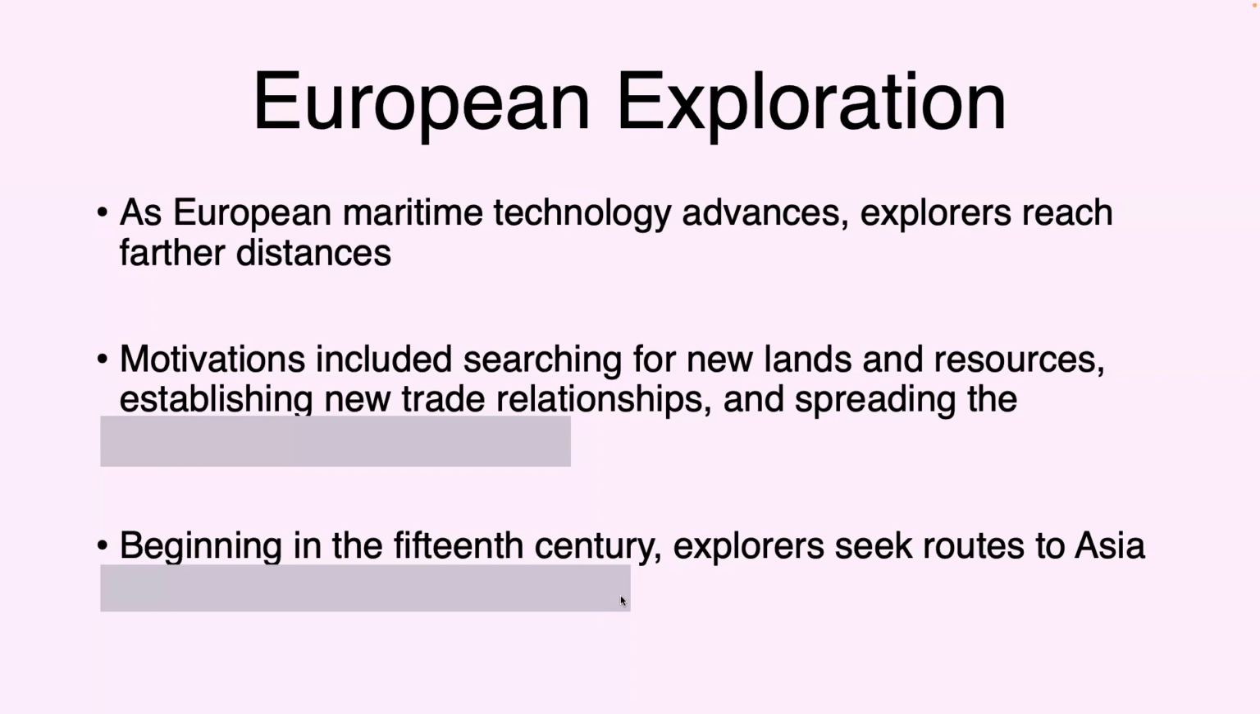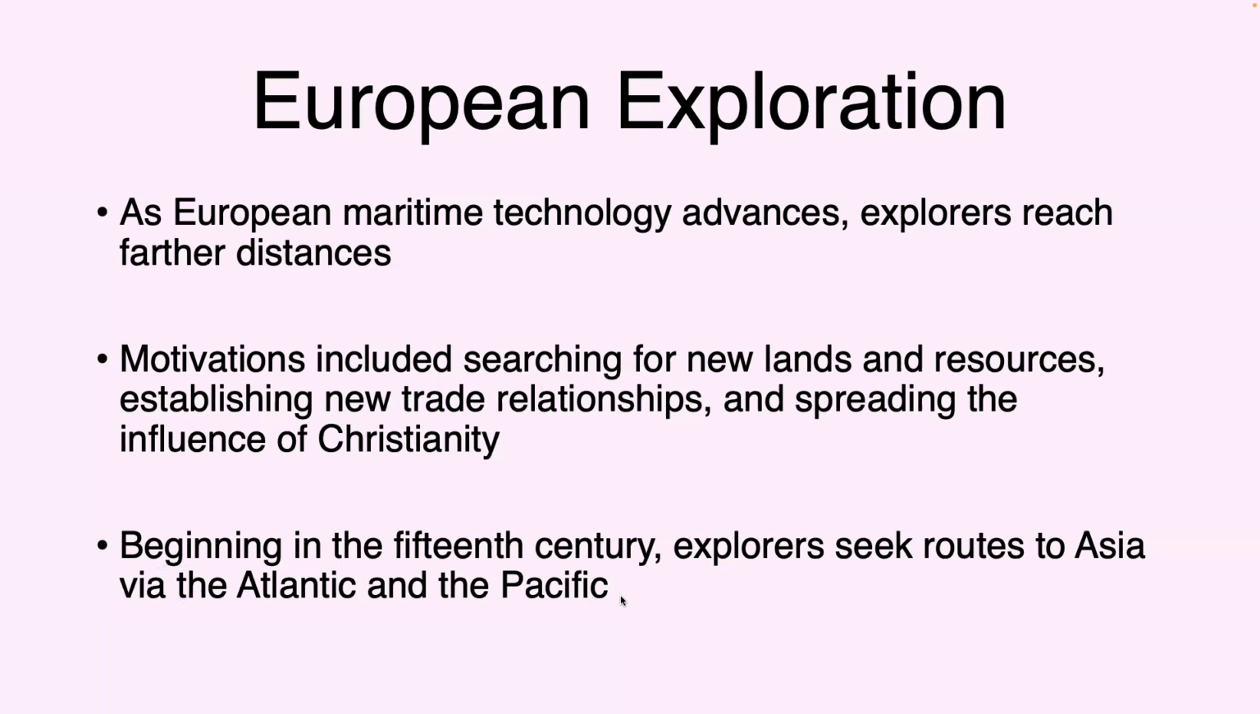So these motivations include searching for new lands and resources. They want to establish new trade relationships, and which will be key, particularly in the Americas, is the idea of spreading the influence of Christianity. So, beginning in the 15th century, explorers start to seek routes to Asia via the Atlantic and the Pacific. It's really a fight to see who can get the best route to Asia through the oceans, right?